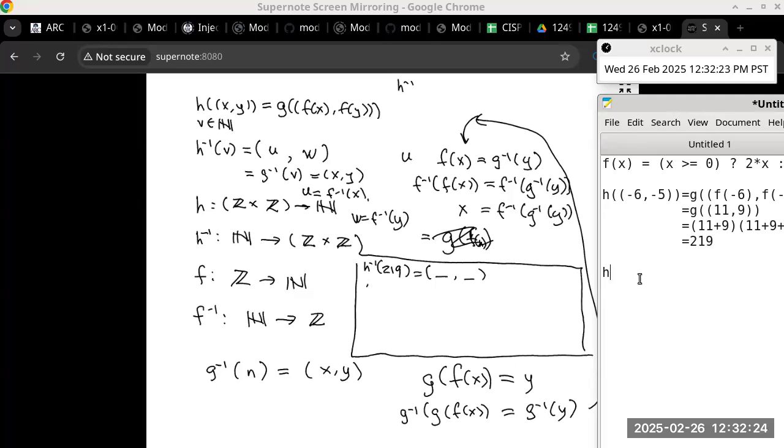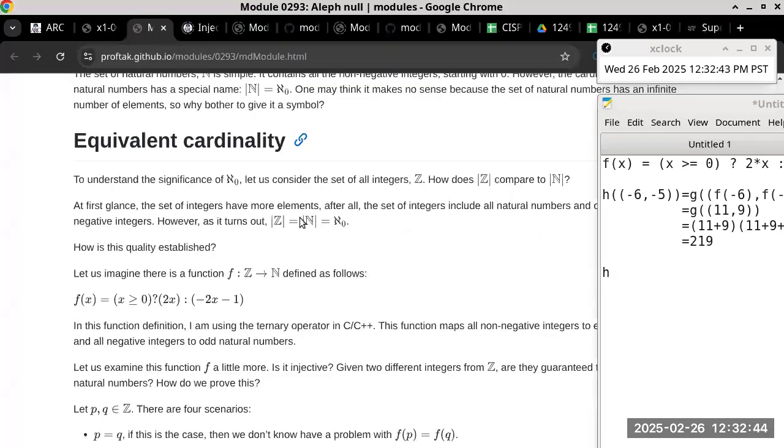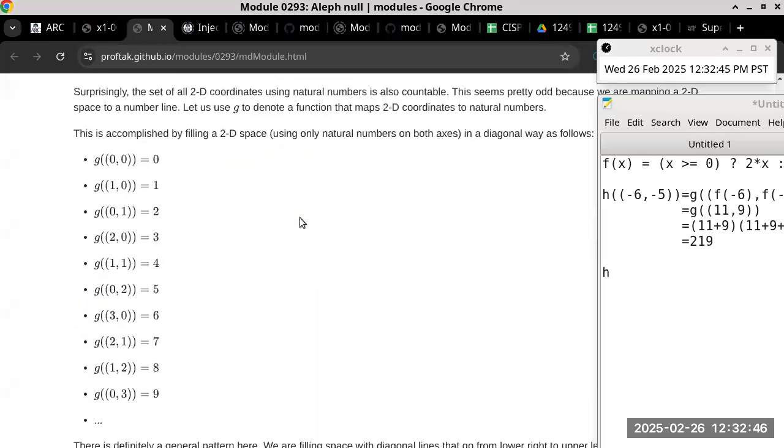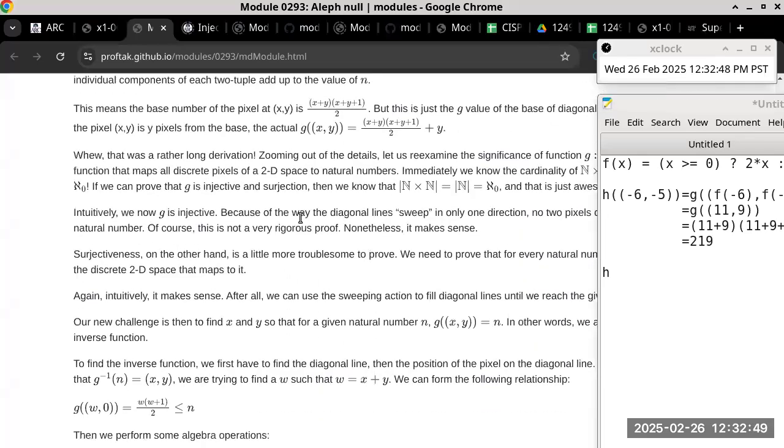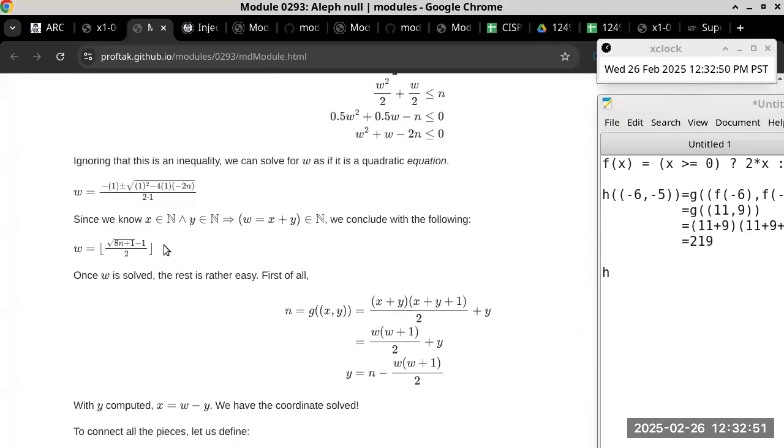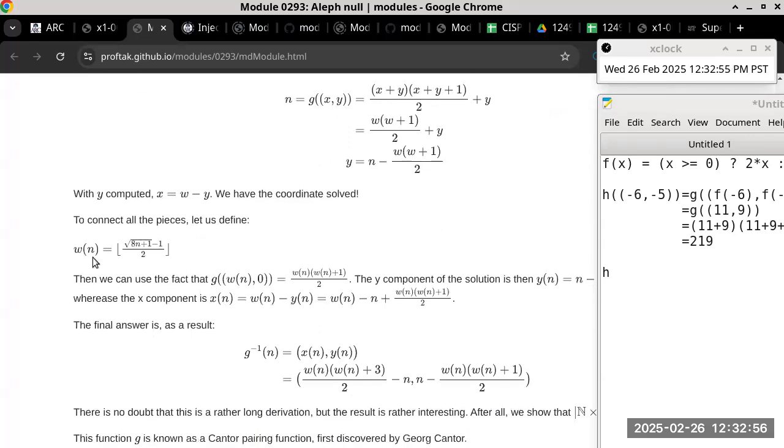So we apply G inverse first to 219. G inverse is a beast. If you have a programmable calculator, you can probably just program in the W inverse, or the W function, to make your life a little bit easier. So you go to this module and look for the inverse of G, because the inverse of G requires you to compute W of n to begin with. So this is W of n. So we're going to do this calculation.